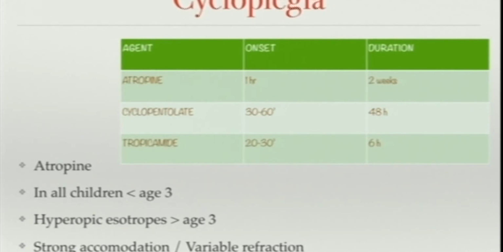So cyclopentolate, the onset of action is within 30 to 60 minutes and the duration is 48 hours. This is what we most commonly use for first-time refraction in any child older than 3 years. We apply it 2 times at a gap of 20 minutes, followed by 1 drop of tropicamide, and then we can do the refraction. For any older child, repeat refractions, we can use tropicamide.